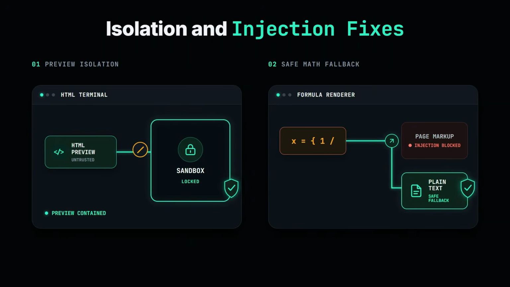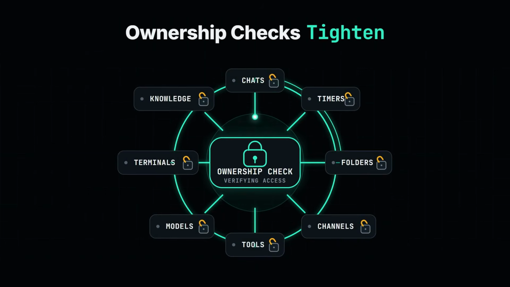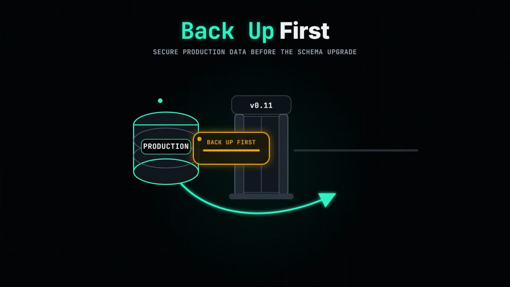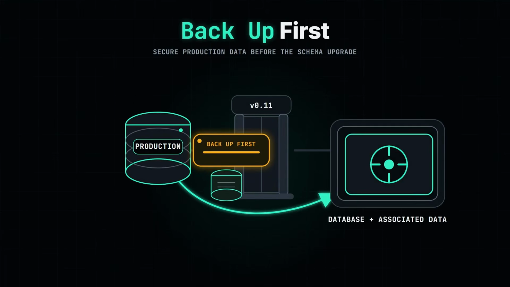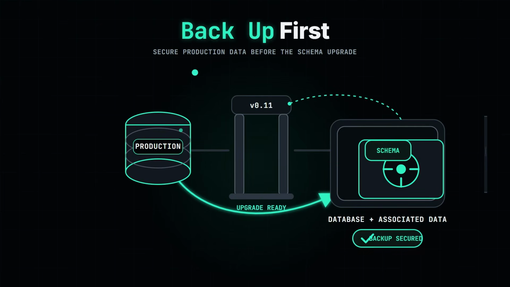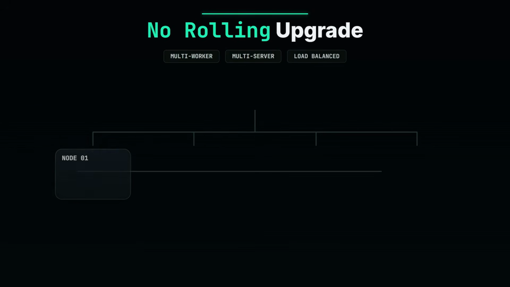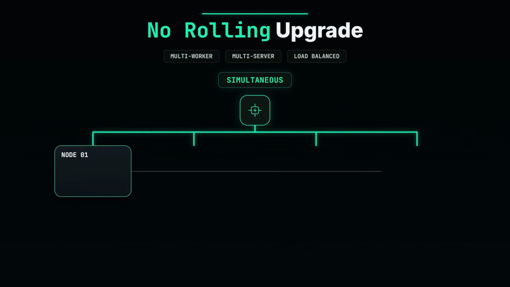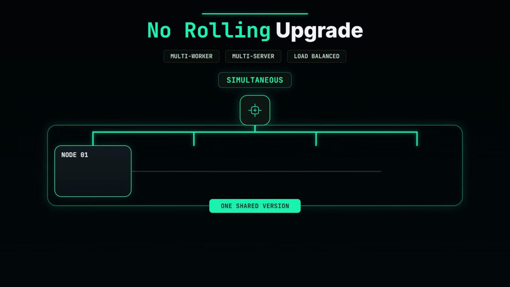page as markup. Fixes strengthen ownership checks around chats, timers, shared folders, channel messages, tools, models, terminal connections, and knowledge access. This release changes the database schema, and the maintainers strongly recommend backing up the database and all associated data before production upgrades. Multi-worker, multi-server, and load-balanced deployments must update every instance simultaneously. Rolling upgrades are unsupported and can fail through schema incompatibility.